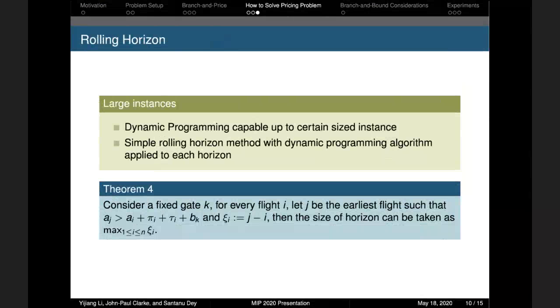And we tested out the dynamic programming algorithm, and it works well up to a certain sized instance. So we propose a rolling horizon method, which implements the dynamic programming in each of its horizons. And we have developed a criterion to determine the optimal horizon size. The idea here is to look at the interactions between flights, and at some point, flight j is independent from flight i, meaning whether we take flight j is independent from whether we take flight i.